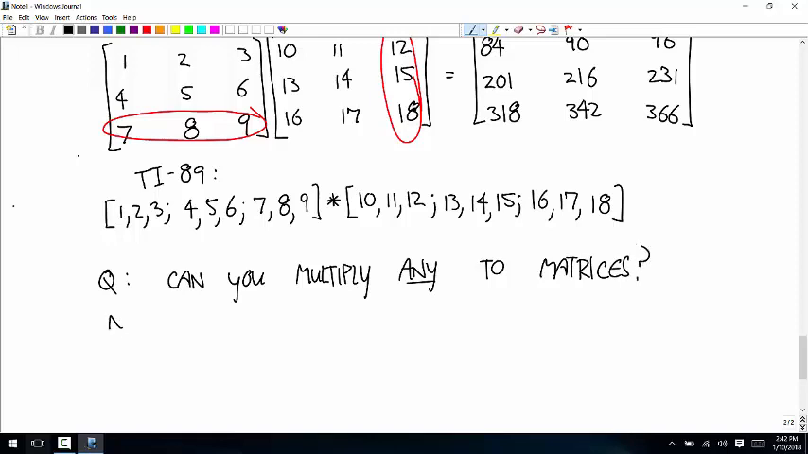And the answer is no. What are the requirements so that you can multiply two matrices? That's right. The first matrix has the same number of columns, elements in the rows, as the second matrix has rows, which is the number of elements in the column.